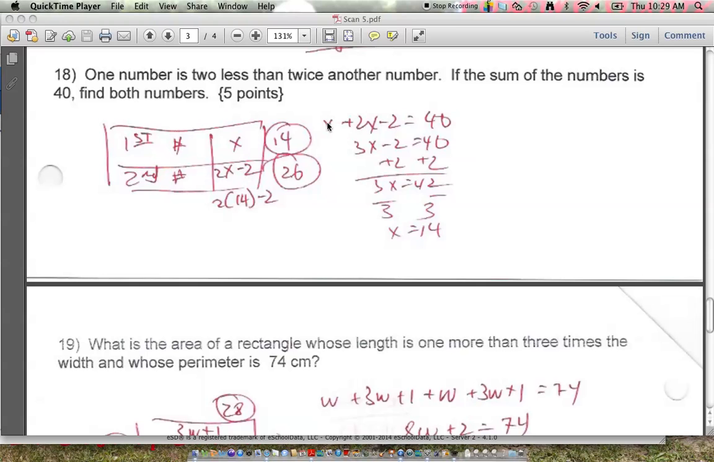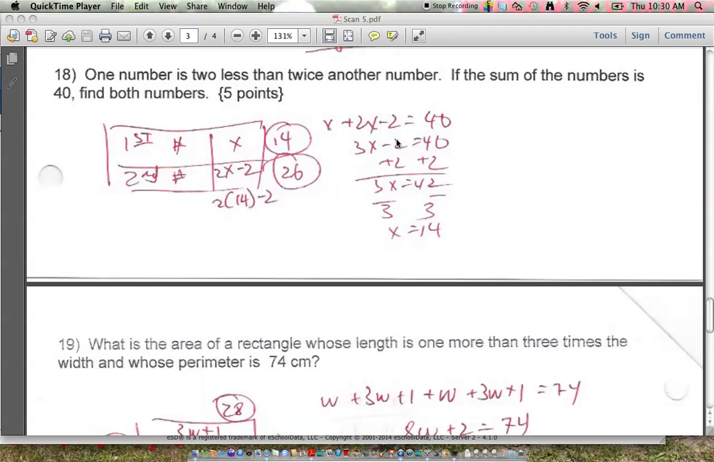Then I'm going to add the first number plus the second number. That's the x plus the 2x minus 2. And altogether, I get 40. So 1x plus 2x is 3x. 3x minus 2 is 40. Add the 2 and so on. So it's 1 point for the table. It's 1 point for this equation right here: x plus 2x minus 2 is 40.